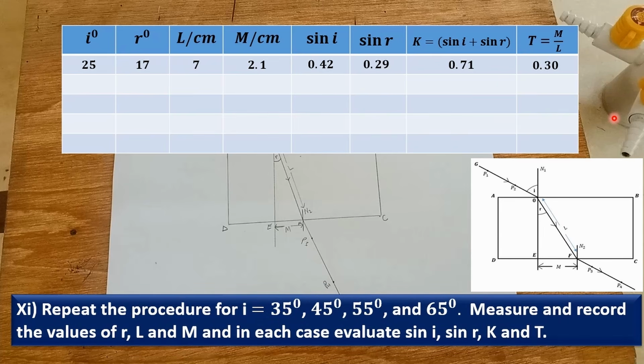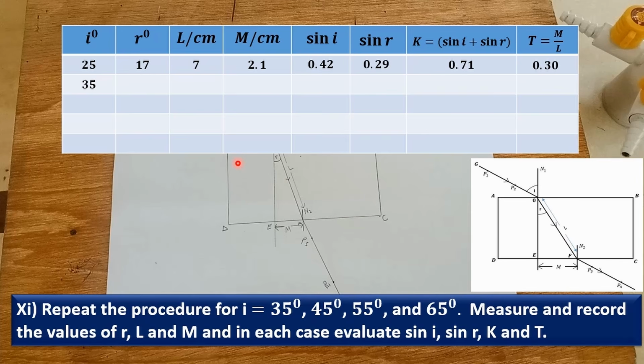And we are going to repeat the procedure for an angle of incidence of 35 degrees, 45, 55 degrees, 65 degrees, and measure and record the values R, L, and M in each case, and evaluate sine I, sine R, K, and T.